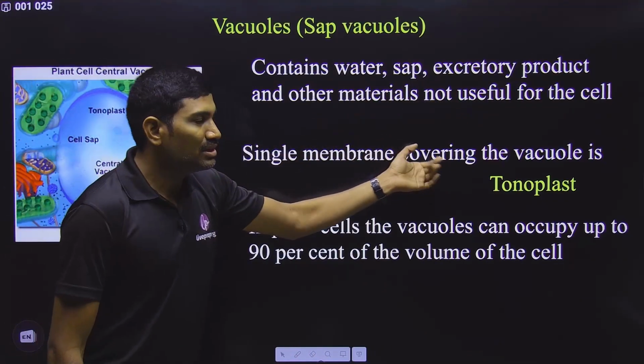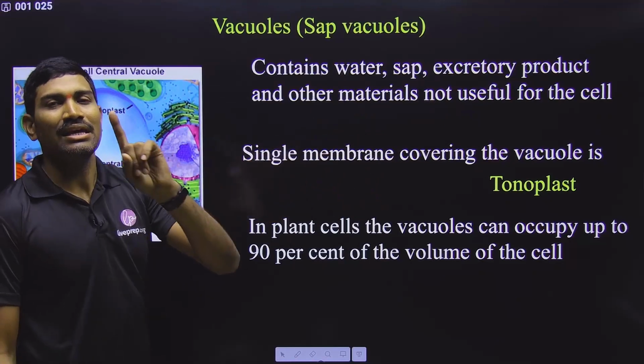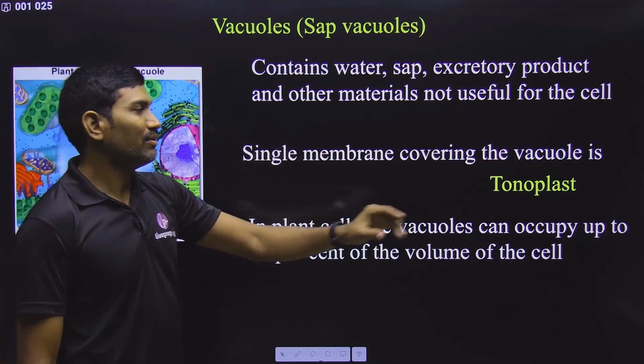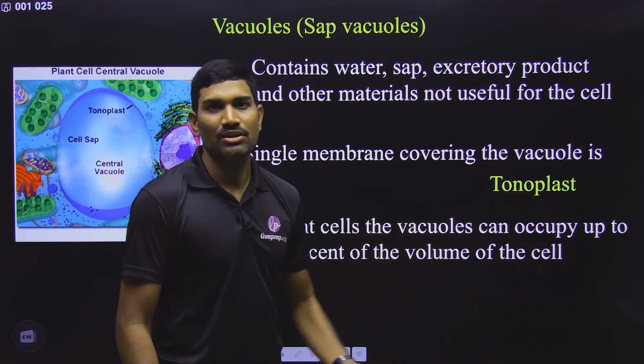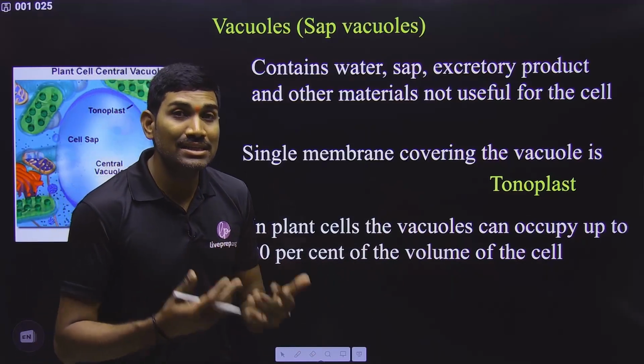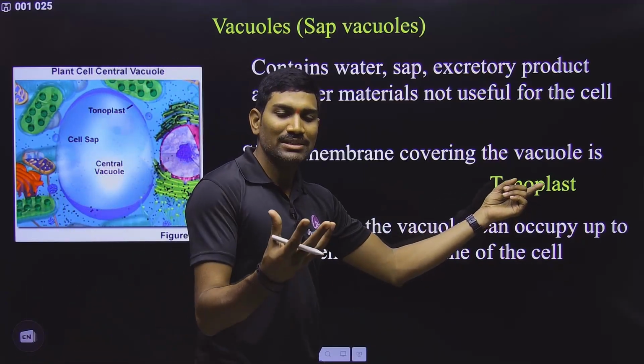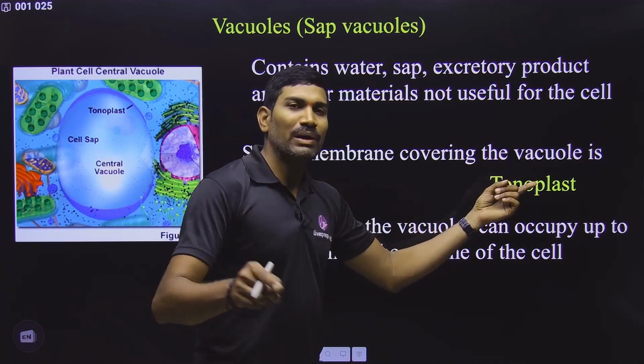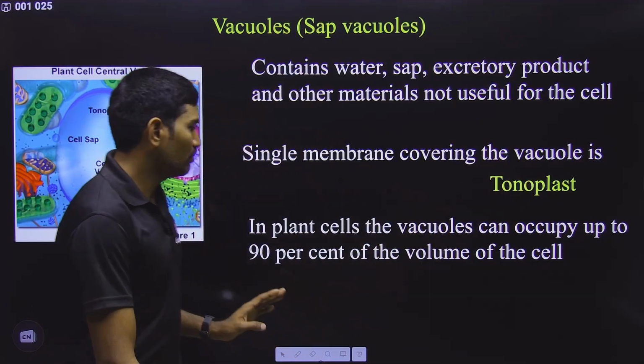Next one. This vacuole has a single membrane, and the membrane of the vacuole is called the tonoplast. The content present inside the vacuole is called tonoplasm. Tonoplasm is the content inside the vacuole. Tonoplast is the membrane of the vacuole. So please remember this.